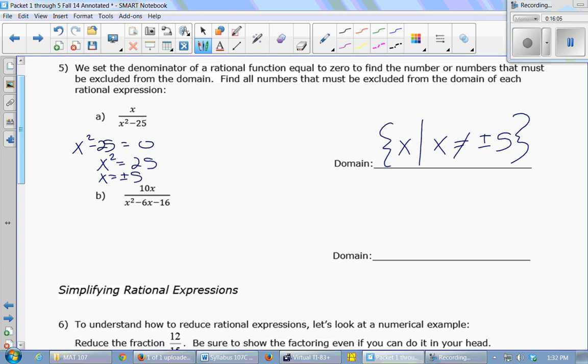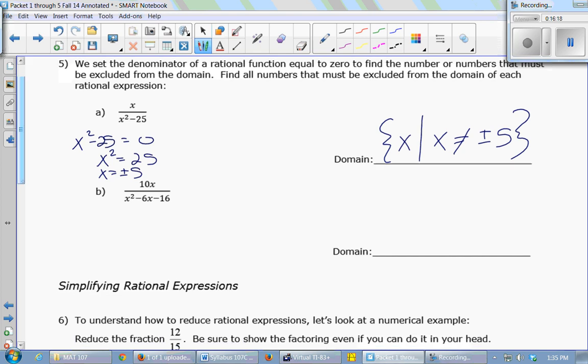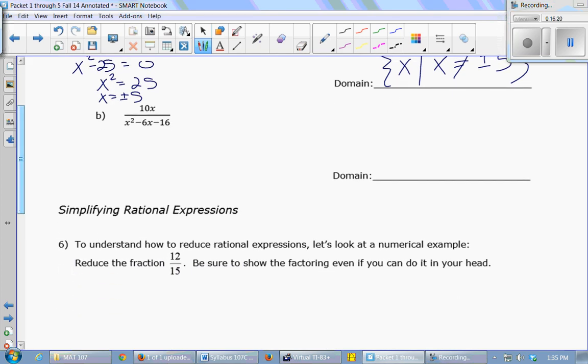All right, take a couple minutes in your groups to figure out what the domain is of the next expression. Here's where I wanted you to review a little bit of factoring before today's class. Okay, so to find the x values that will make the denominator 0, set the denominator equal to 0 and solve it. So you could use factoring or the quadratic formula. Right? So just pick your favorite method here. This factors to x minus 8, x plus 2.